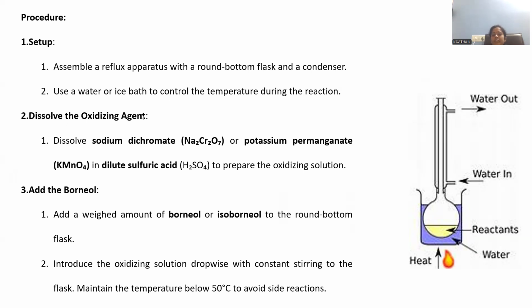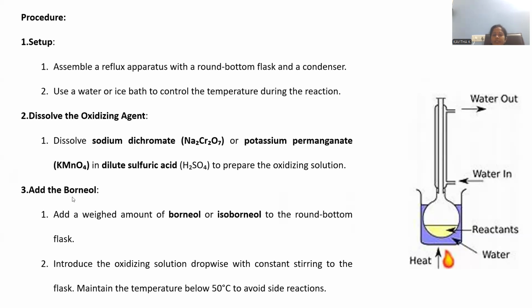Dissolve the oxidizing agent. What oxidizing agent are we using? Either sodium dichromate or else potassium permanganate is to be taken. They should be dissolved in dilute sulfuric acid. The purpose of dilute sulfuric acid is that it is a catalyst and a solvent as well. So it is used to dissolve this oxidizing agent and also to enhance the rate of the oxidation process. Right, so the oxidizing agent preparation is completed.